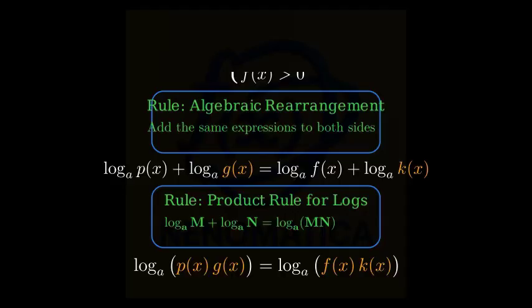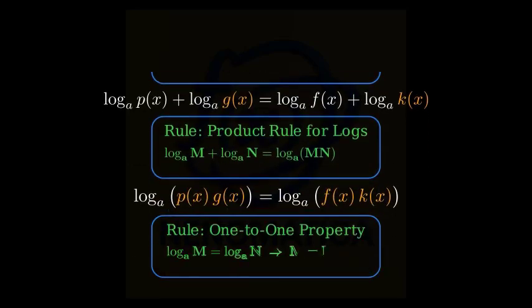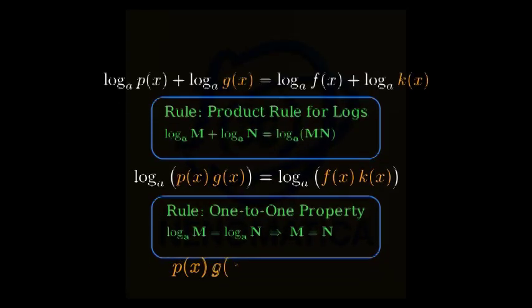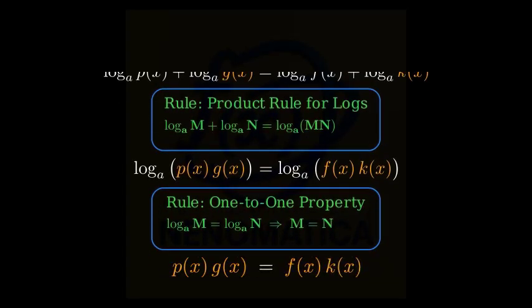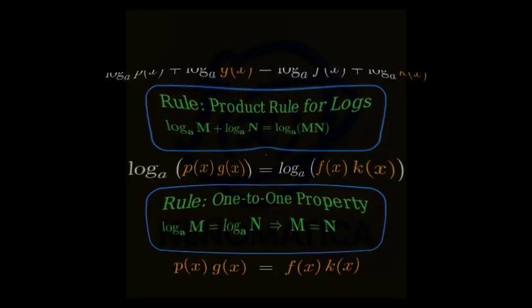Step 4. Use the one-to-one property of logarithms. If two logs with the same base are equal, then their arguments are equal. Therefore, p of x times g of x equals f of x times k of x.